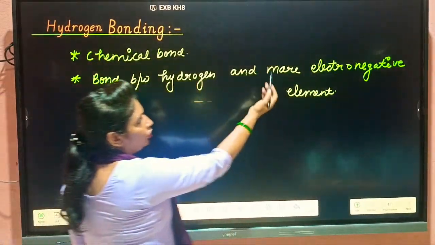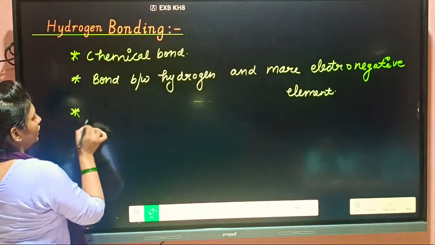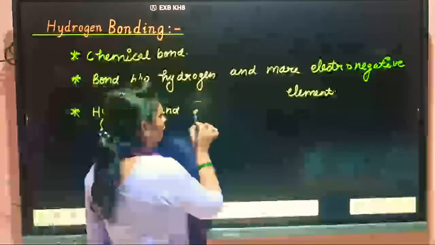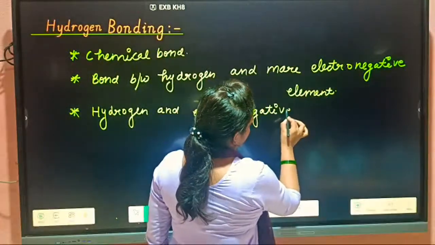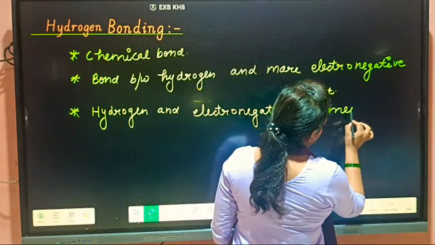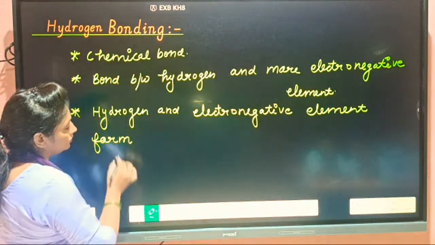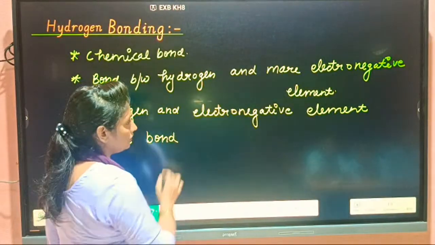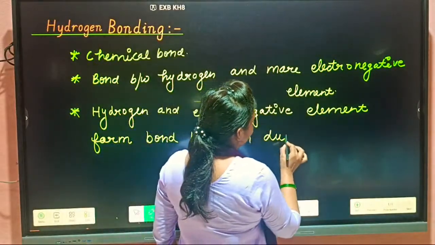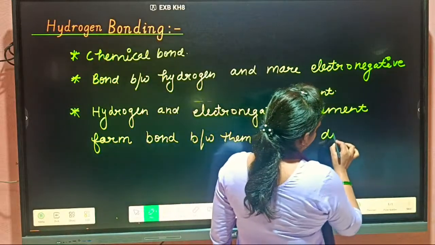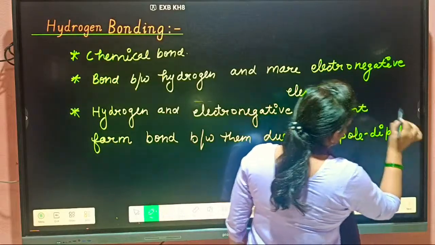Why does hydrogen and a more electronegative element form a bond between them? Due to dipole-dipole interaction.